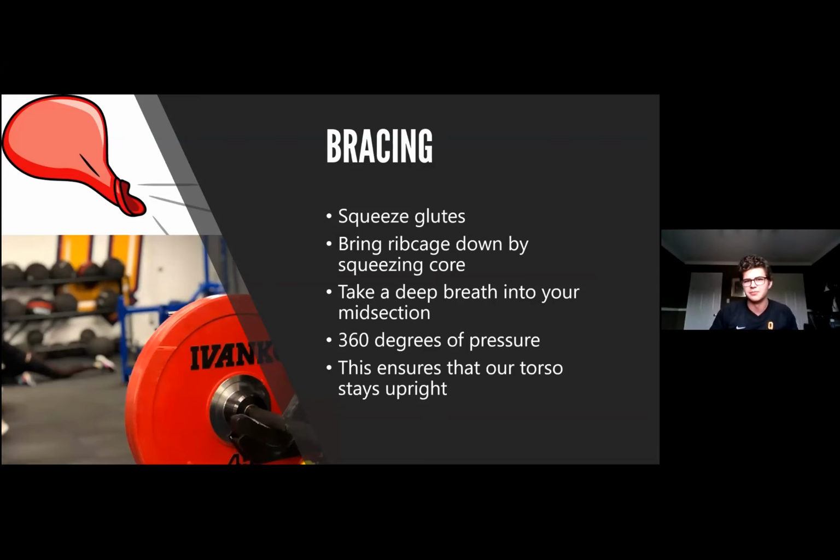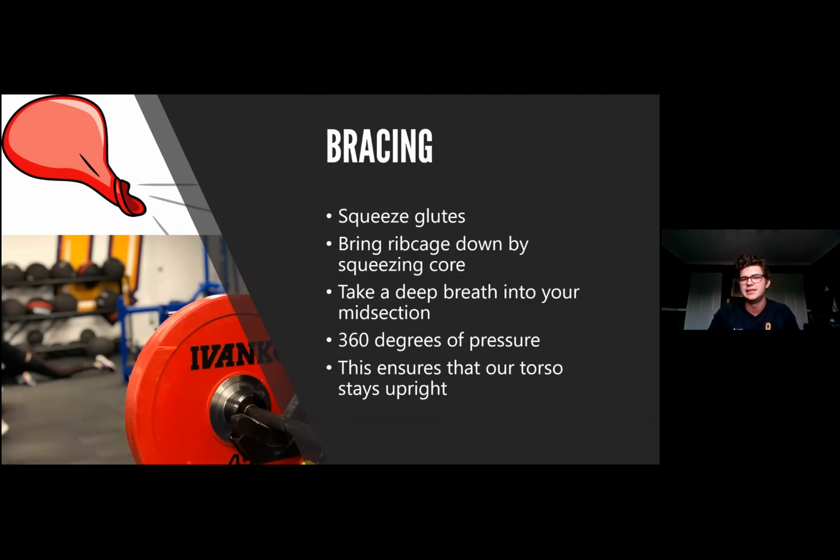Bracing is also very critical for really any exercise, but we'll talk about it from a squat perspective. Here we want to create intra-abdominal pressure. We'll start off by squeezing our glutes and engaging our core. A good cue for this is to bring our rib cage down, making sure our spine isn't curved or flexed excessively. Bring our rib cage down, squeeze our core so that we're nice and tight.